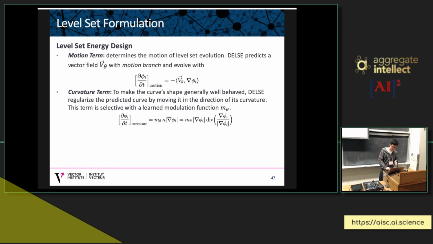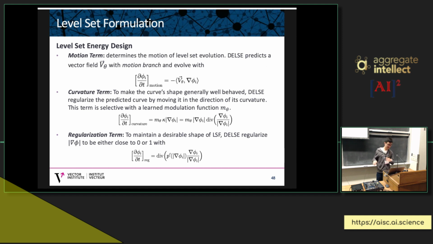So here comes the modulation function m theta. The rest of them are the regularization. The m theta will add something like an attention to it. It is learned by the network. It will tell the model where we should penalize. Like if this is a line, then we should penalize it. But if it's a sharp corner, then we shouldn't do that. So it is a selective regularization.